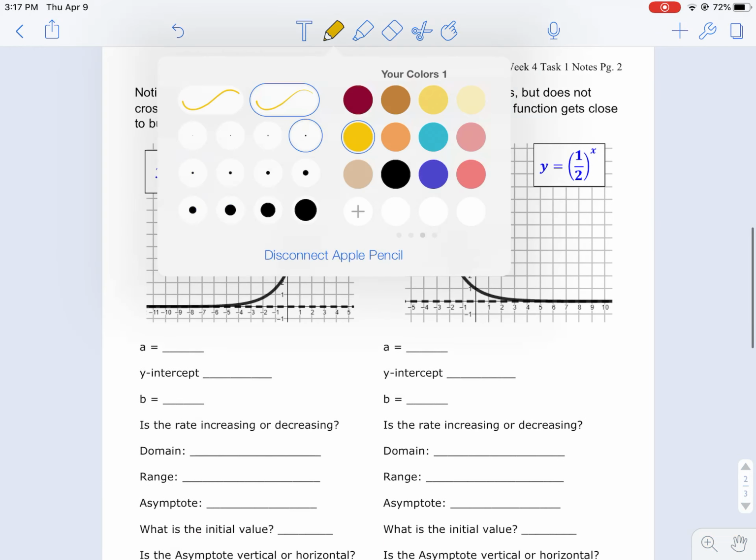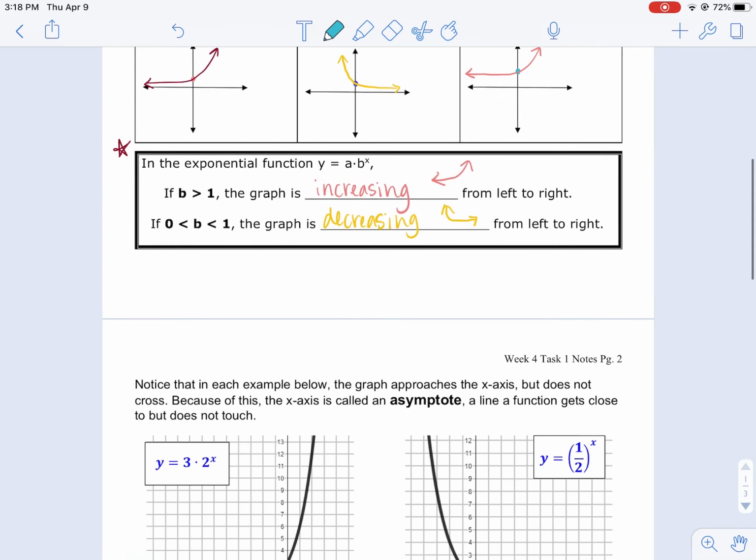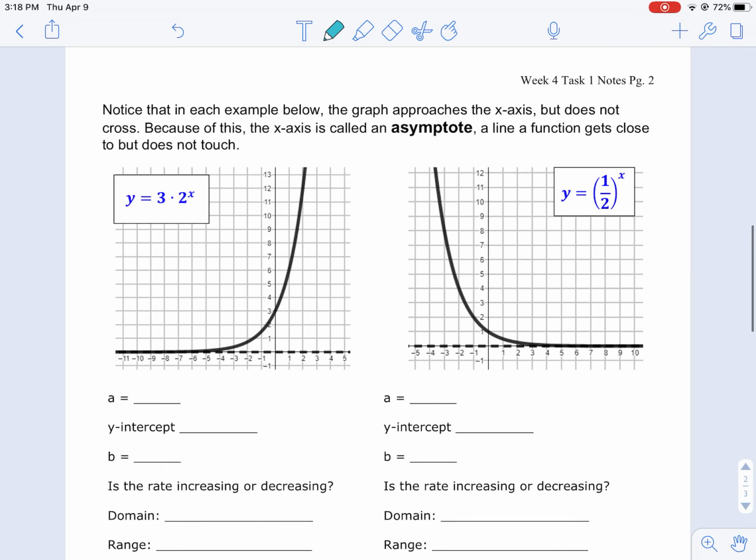This video is over week 4, task 1, page 2. So this is the second part. We just talked about your b values. So in this second part, we're going to be going the other way. We're going to be looking at graphs and identifying their key features.